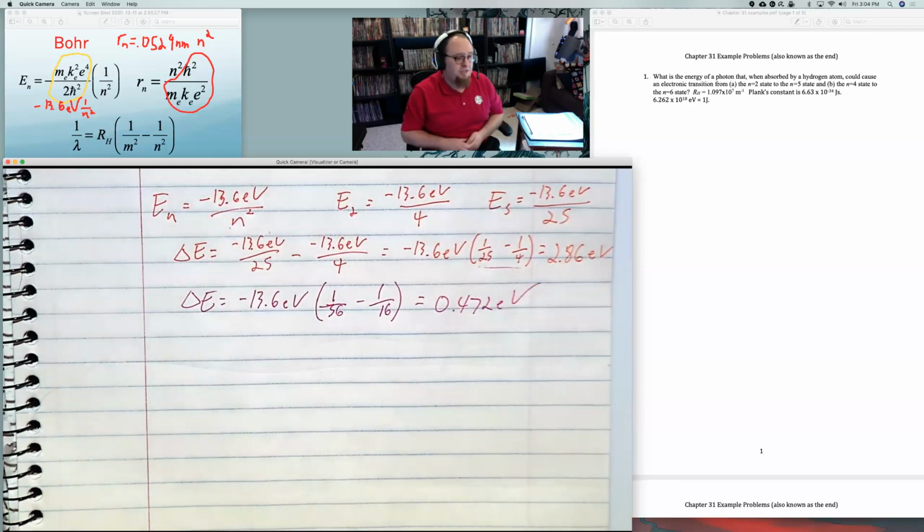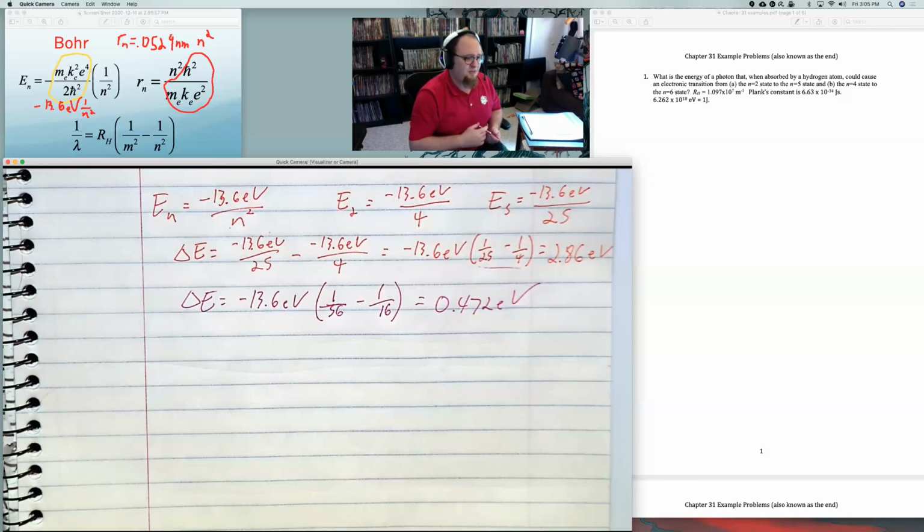I could convert these to joules. They'd be 4.68 times 10 to the negative 19 and 7.56 times 10 to the negative 20, respectively. But nowhere did it say you had to convert it to joules, so why bother? I could have also done it using the Rydberg constant and figured out the wavelength, and from wavelength gone to energy. That would have worked also, but that just seems more complicated.